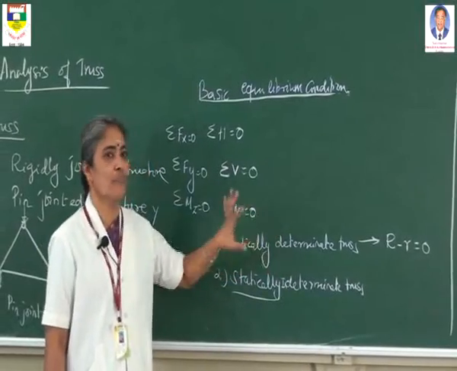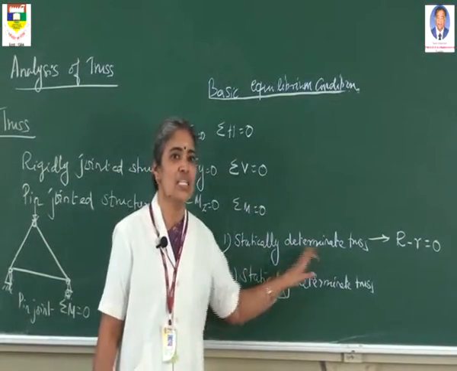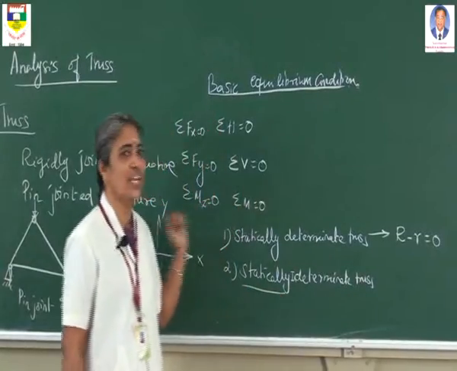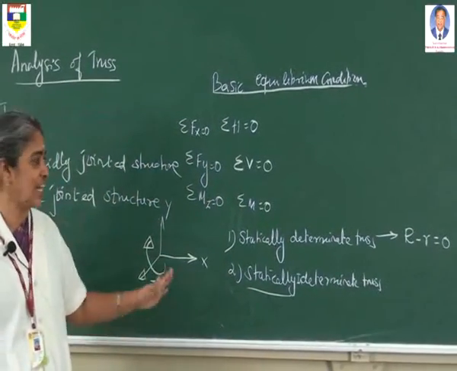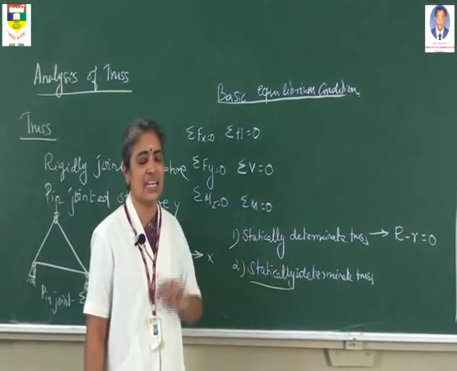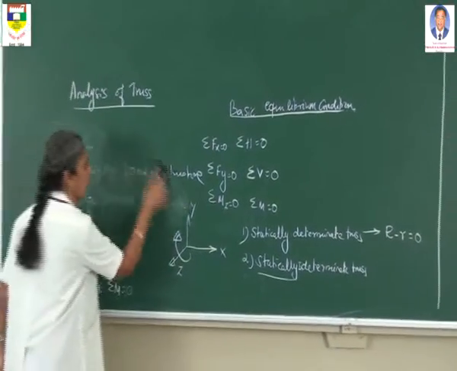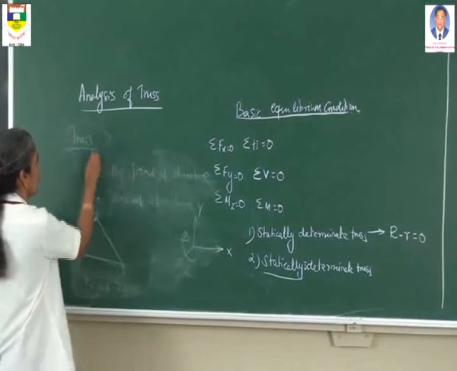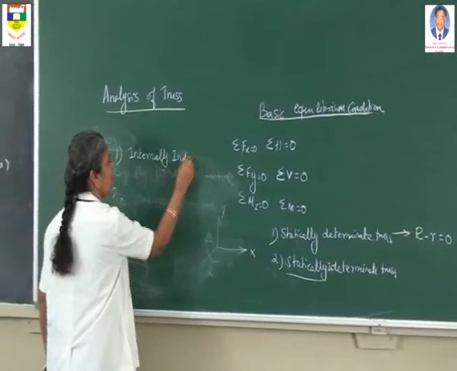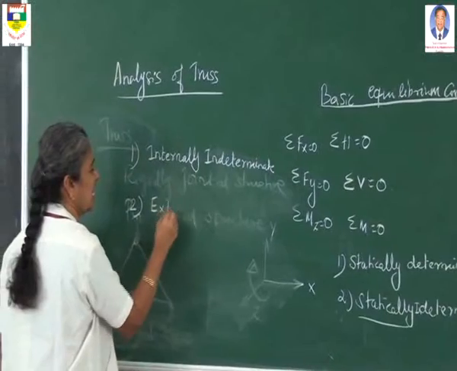When the number of unknowns is equal to the number of equations available, that structure is called a statically determinate structure. If the number of unknowns exceeds the number of equilibrium equations, that structure is called a statically indeterminate structure or statically indeterminate truss. Again, the statically indeterminate truss is classified into two types based on the indeterminacy. The first is internally indeterminate, and the second type is externally indeterminate.